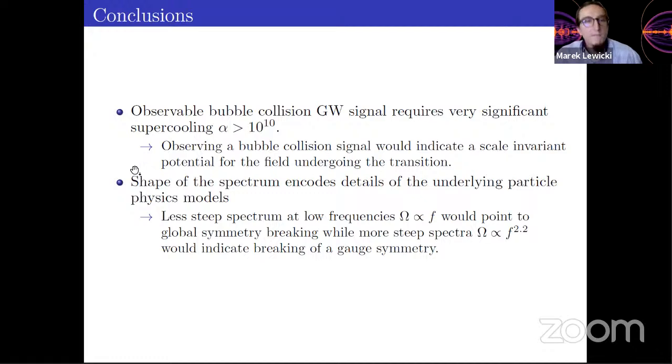So this is one thing, and the other is that the shape of the spectrum can actually encode a whole lot more details on the particle model. It seems that the low frequency power actually encodes whether we had a global or a gauge symmetry breaking just by the power of the low frequency slope. And yeah, that's all. Thank you for your attention.